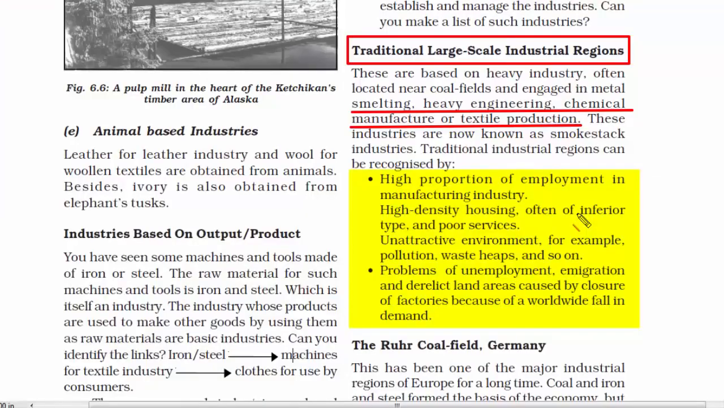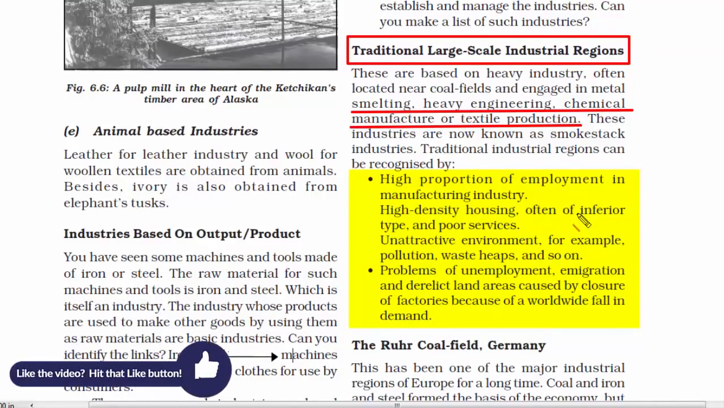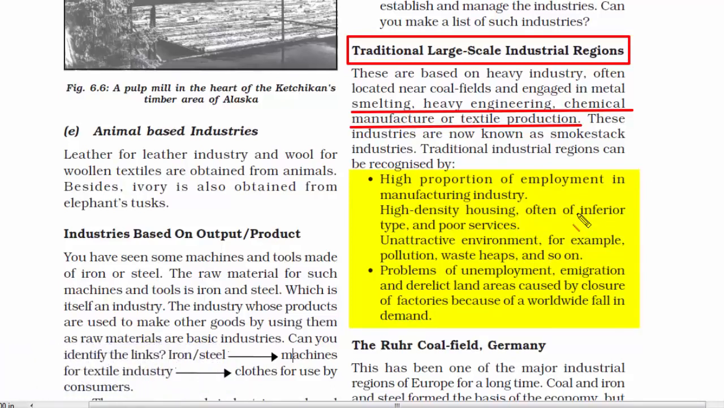And over time, these traditional industries have gone down due to a fall in demand, which has been the prime reason for unemployment, then unsettled land area disputes and many other issues. So these are some of the concerns associated with traditional large-scale industrial regions.